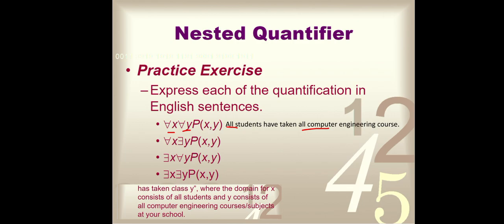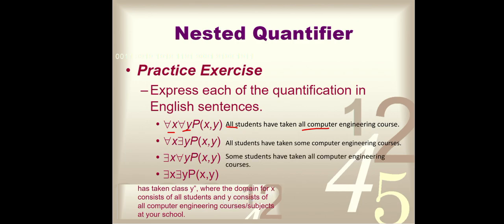How about the second one? For all x, there exists y, P(x,y). That is, all students have taken some computer engineering courses. How about the third one? There exists x, for all y, P(x,y). That will be, some students have taken all computer engineering courses.